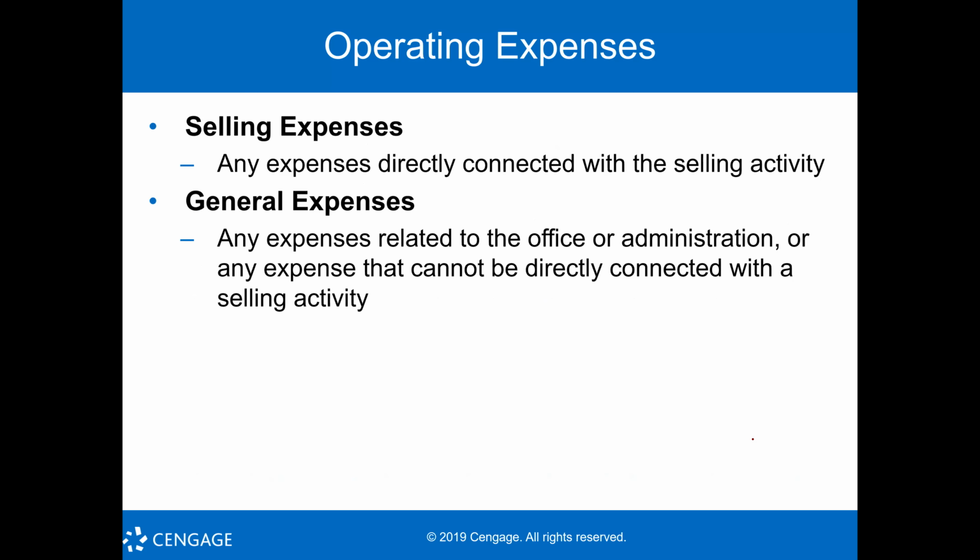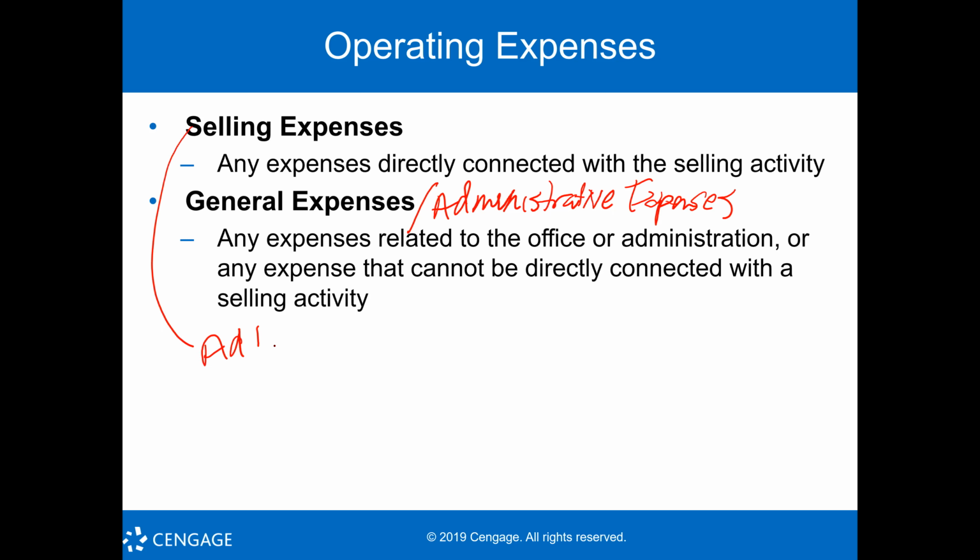All right, operating expenses. So I mentioned earlier, selling, general, general are also called administrative expenses. So selling, general, and administrative expenses. Selling expenses are any expenses directly connected with selling activity. So selling expenses: advertising expense, sales salaries, sales commissions, for example, right? Just to name a few.